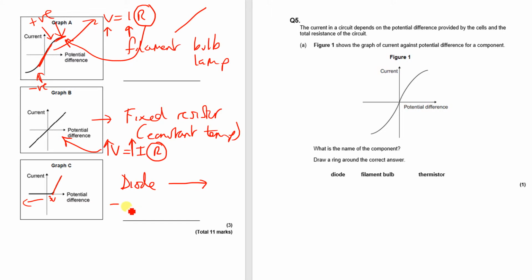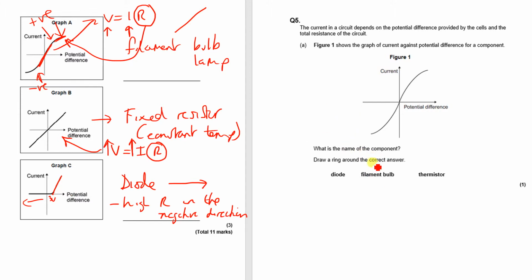You cannot get the current to go in the opposite direction. That's because a diode has very high resistance in the negative direction. So the resistance to flowing in the opposite direction is incredibly high, but at 3 volts it allows the current to flow. So diodes only allow the current to flow in one direction.